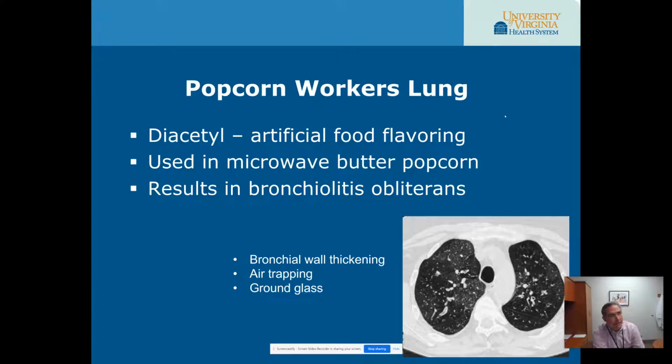Popcorn lung, we were talking about this the other day, not because we had a case, but it came up. It goes back to why buttered movie popcorn that's microwaved actually tastes buttery: not because they put butter in it, but because they put diacetyl in it, which is an artificial flavoring. It's chemical.